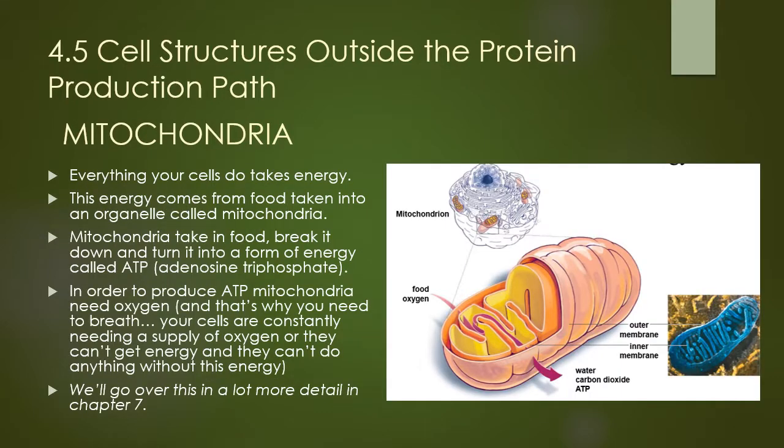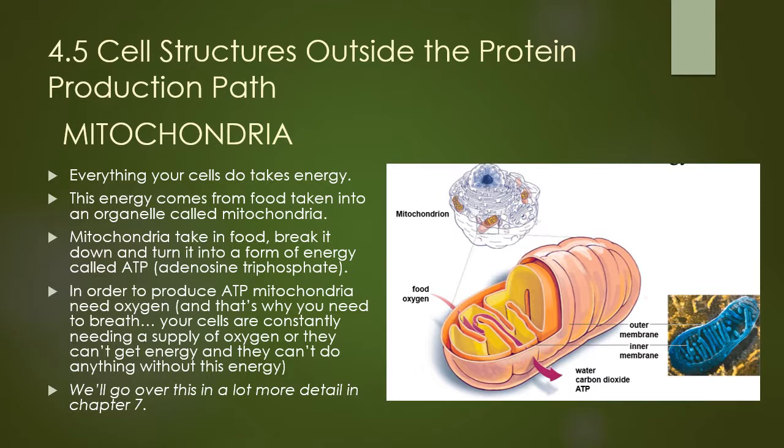Next, let's look at mitochondria. This is another organelle within the animal cell, and everything that your cells do takes energy, and this energy comes from food that you take into your body, and then each of your cells take in this food into an organelle called the mitochondria, and that's this organelle in these pictures here. And it's sort of like a series of folded membranes. You can see the actual microscope picture here of what it looks like.